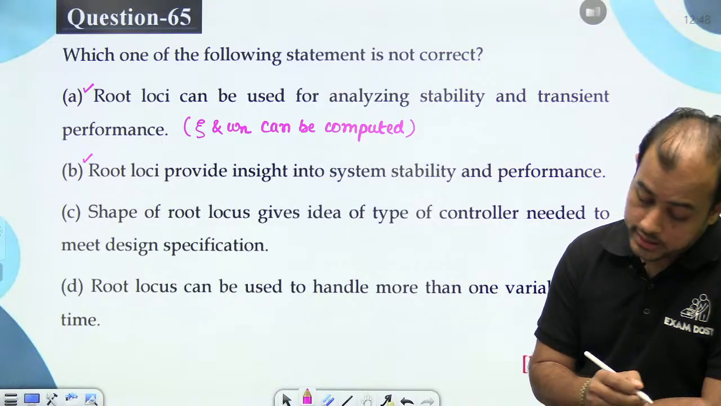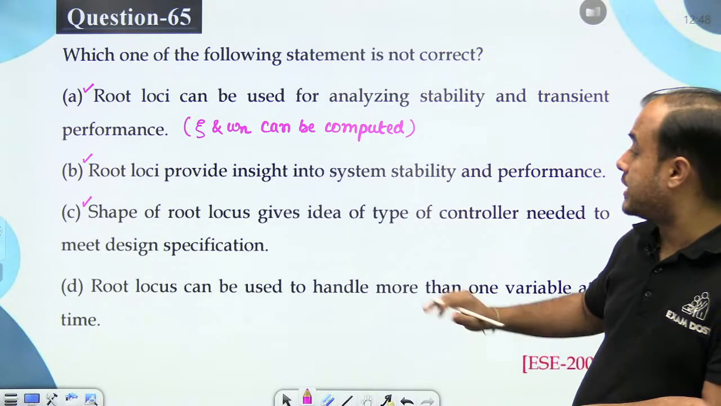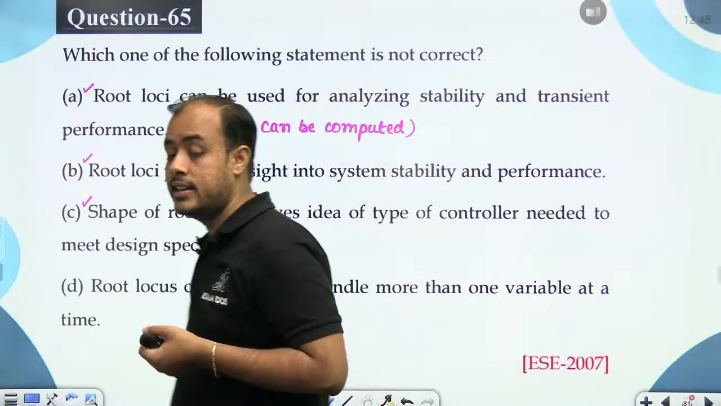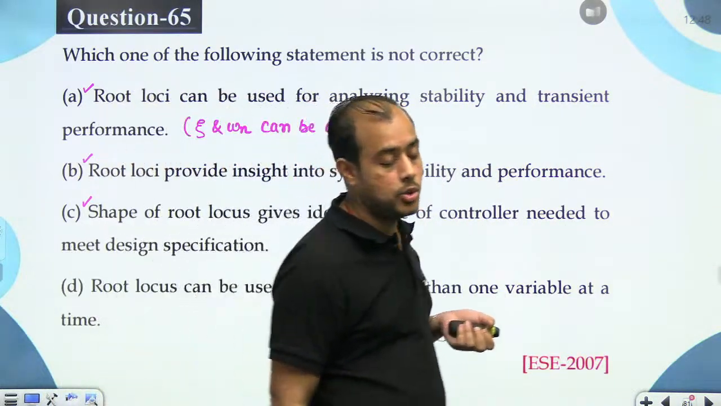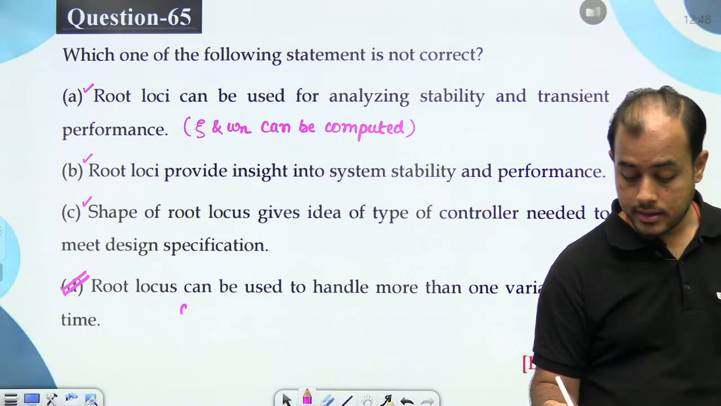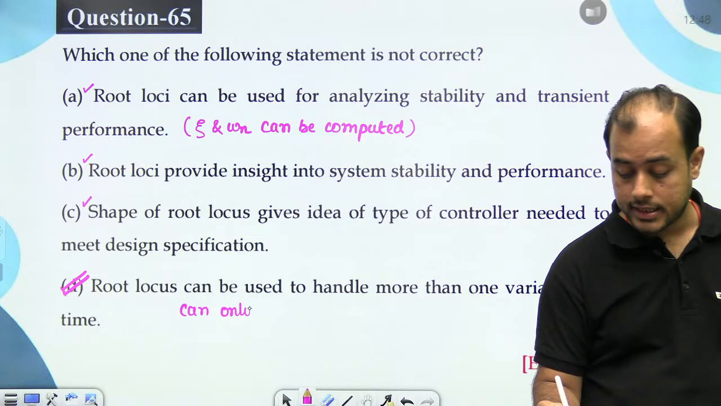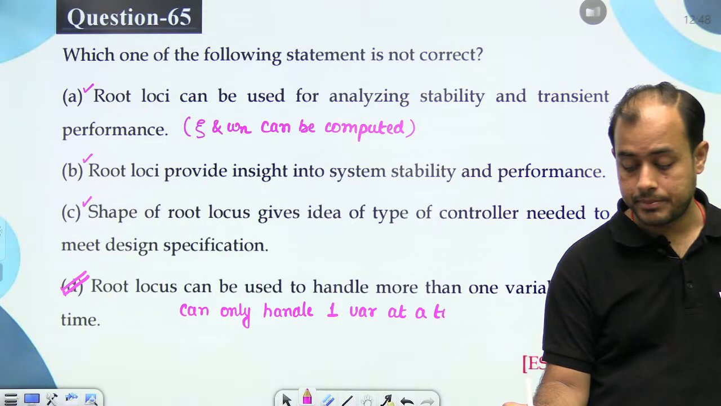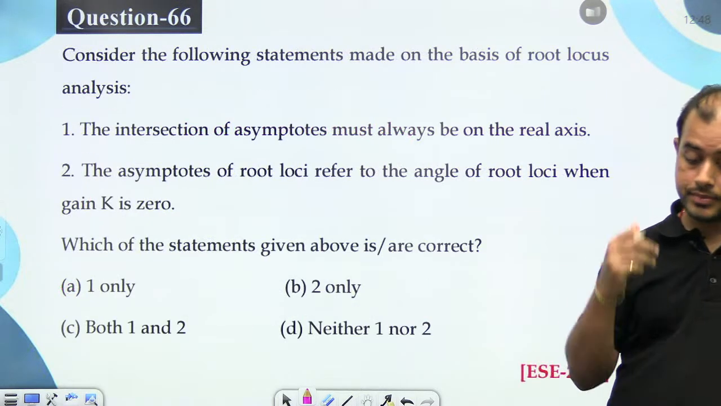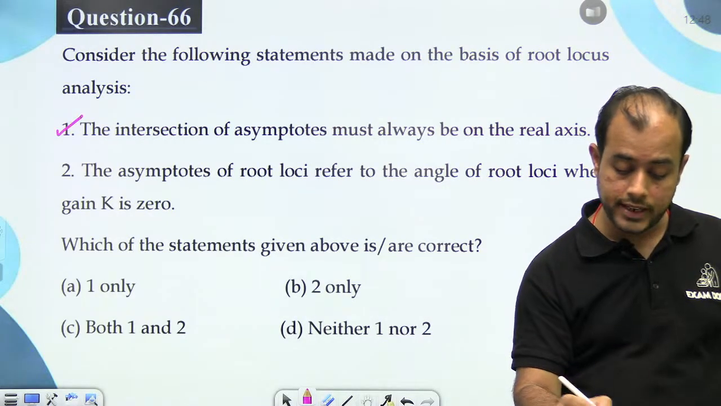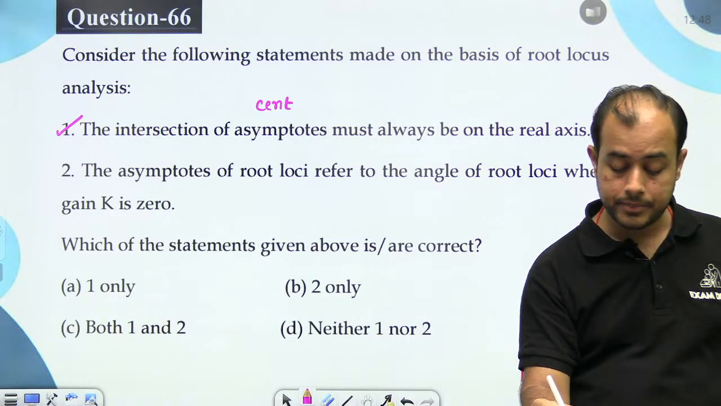Shape of the root locus gives the idea to the type of controller, yes. क्योंकि आपको परफॉर्मेंस पता है, you know if the overshoot is high, you know if the rise time is high, you can decide controller, but it cannot handle more than one variable at a time. So it can only handle one variable at a time. So D is incorrect.